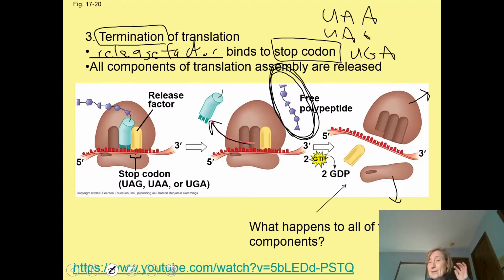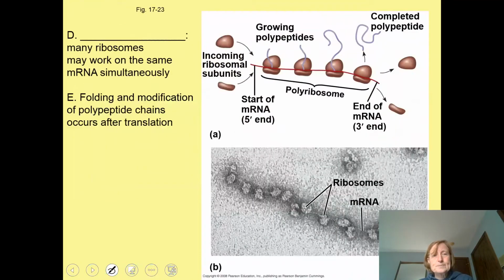And the polypeptide, the chain of amino acids, maybe has to be modified. Maybe it has to be folded properly. Maybe it has to be put into a bigger protein. But eventually it will become a functioning protein. Right? There's a nice animation of translation that you can watch that might be useful for you.